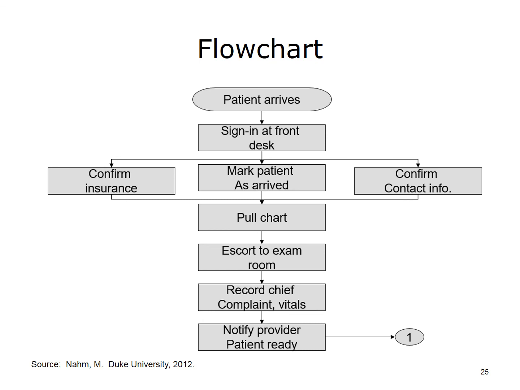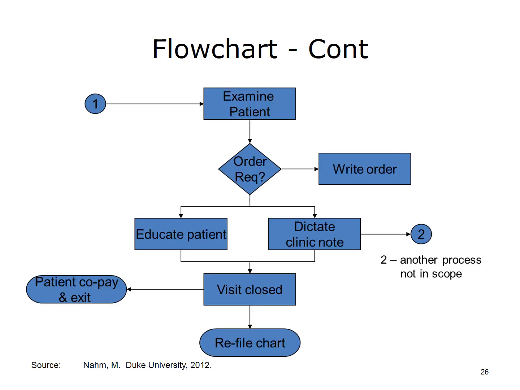Chief complaint and vitals are recorded. Provider is alerted that the patient is ready to be seen. This flowchart is continued on the next slide. Additional process steps depicted on this slide are: examination of the patient, determining if an order is required. If an order is required, write one. Educate the patient and dictate their clinic note. The patient visit with the physician ends and the patient pays their copay and exits. The patient's chart is refiled.